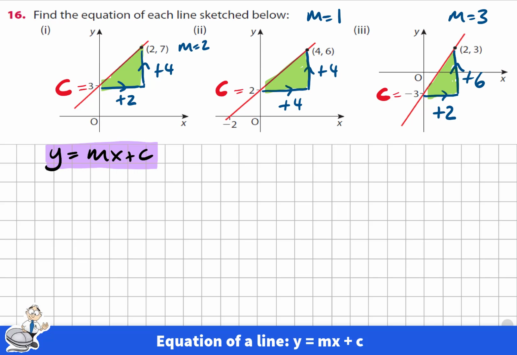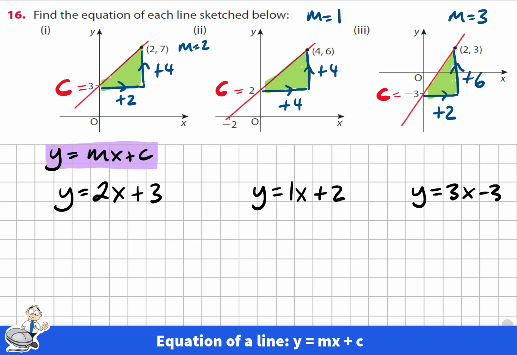Now, once I've figured out what the slope and the y-intercept are in each case, I can just write down, by looking at it, what the equation of the line is. So in the first one, it's y is equal to 2x plus 3. The next one is y is equal to 1x, or x if you wish, plus 2. And the last one is y is equal to 3x minus 3.